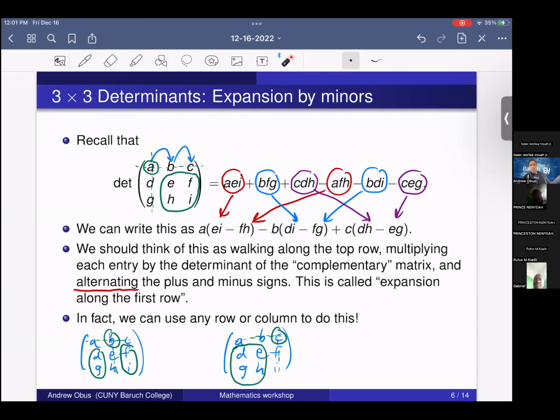Gabriel, you want to answer the question? Yeah. Sure. Okay. My brother who is saying that you don't understand whether the minus should come or plus should come. It is for the cofactor method that you determine the sign.